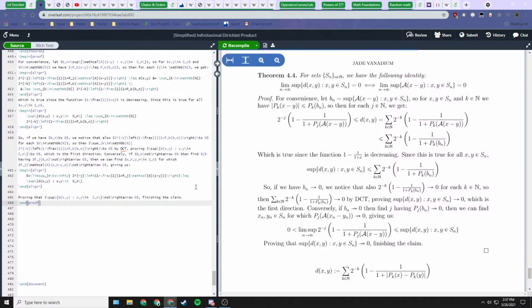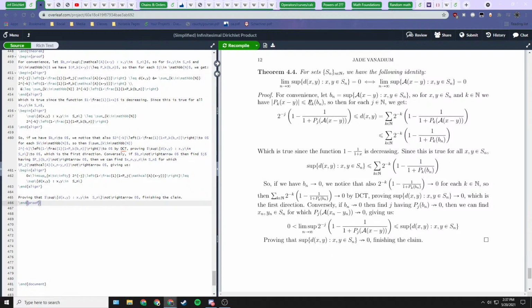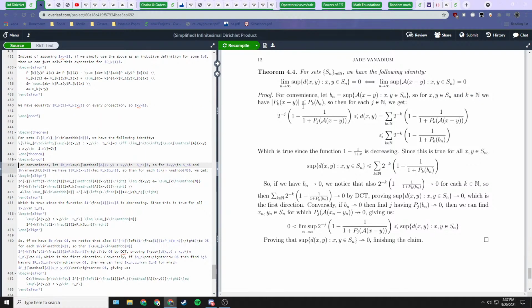Okay, so the proof for these diameters going to 0 is, for convenience, we'll let b sub n be the diameters of s sub n with respect to this a function. For every x and y inside the s sub n set, and for every index k in the natural numbers, we have this projection, p sub k of a of x minus y less than or equal to p sub k of these projections. This is just because b is just the supremum of these a functions.